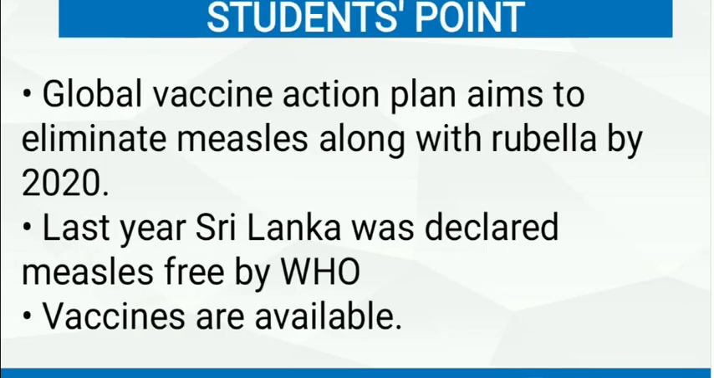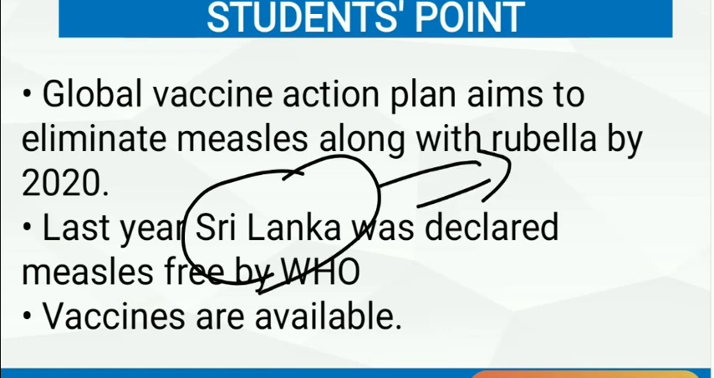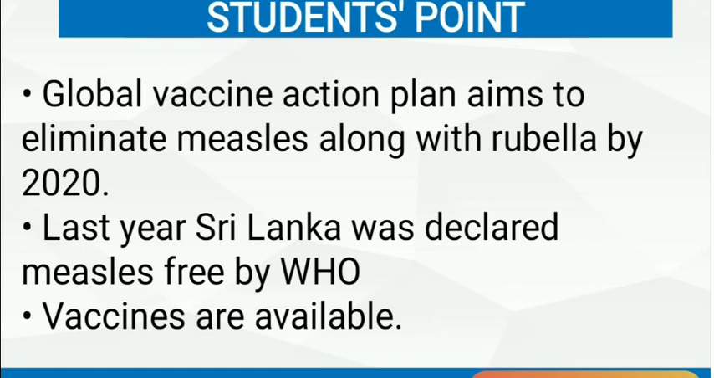And Global Vaccine Action Plan, which is a plan of WHO, that is World Health Organization, aims to eliminate measles by 2020 along with rubella. Last year, Sri Lanka, which is a neighboring country of India, was declared measles free. And though vaccines are available for measles, it remains one of the major causes for children's death.